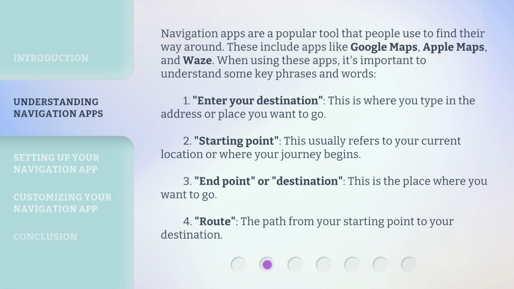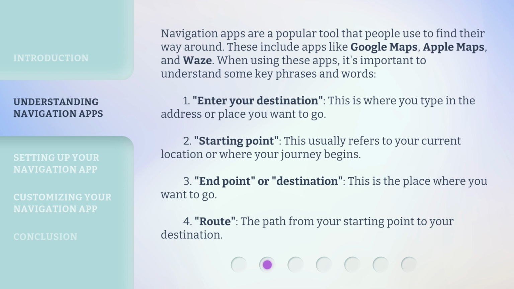Navigation apps are a popular tool that people use to find their way around. These include apps like Google Maps, Apple Maps, and Waze. When using these apps, it's important to understand some key phrases and words.